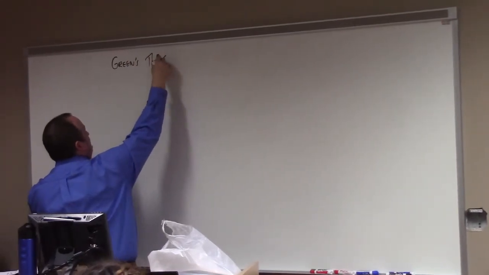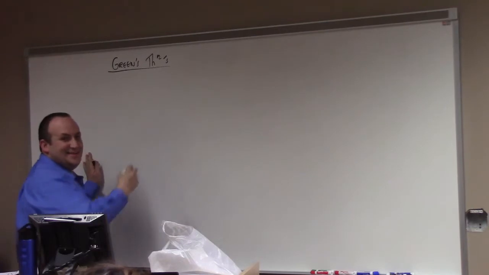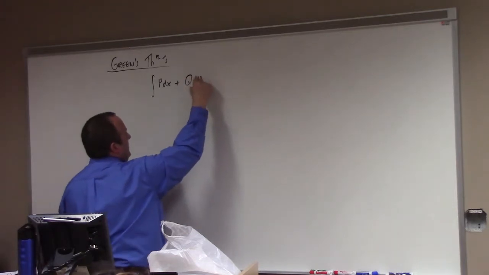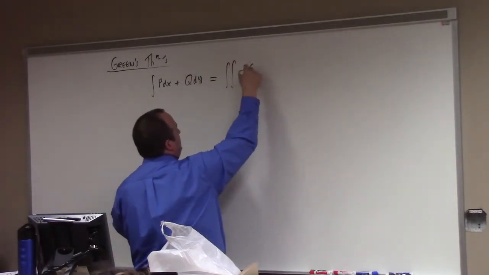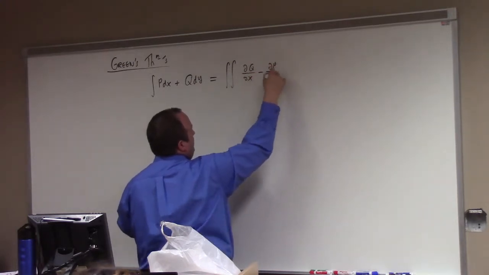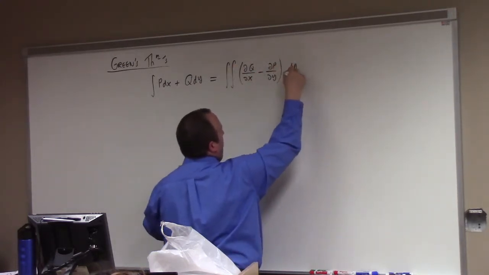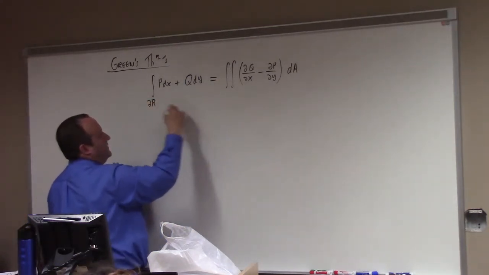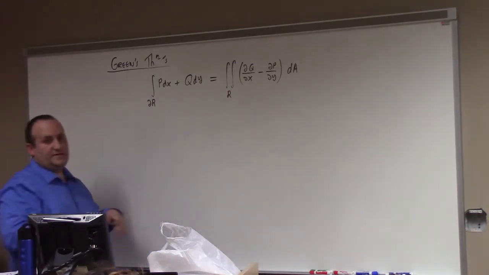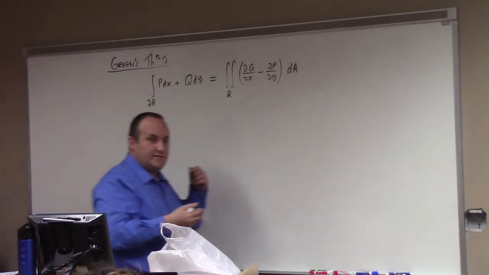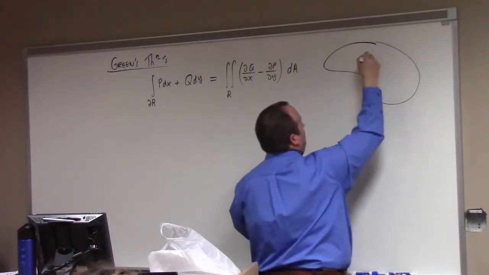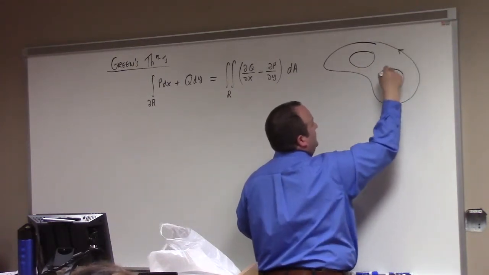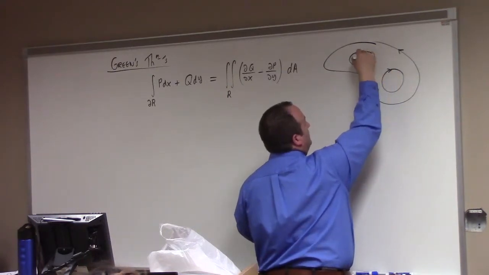The one we had was that the integral of P dx plus Q dy was the double integral of partial Q partial x minus partial P partial y, right? And so this would be over the boundary of the region, and this is over the region. And this still makes sense with the understanding that the region could have holes in it, right? If your region had holes, the outer edge is counterclockwise oriented, but the inner edge is understood to be clockwise oriented.